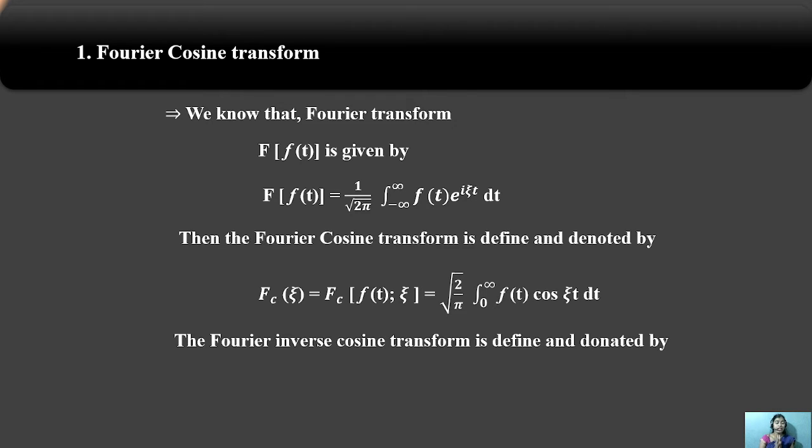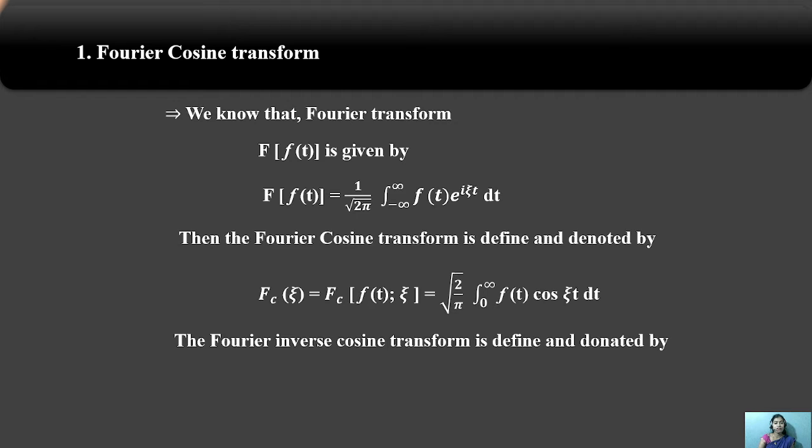Then the Fourier cosine transform is defined and denoted by F_c of xi. F_c means c is denoted for the cosine form of the Fourier transform, and xi is the variable that gives the value of the function. Okay, F_c of xi equals this formula converted into the Fourier cosine transform, that is, square root of 2 by pi integration 0 to infinity f of t cos xi t dt.